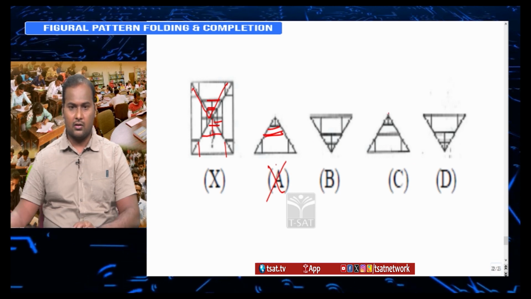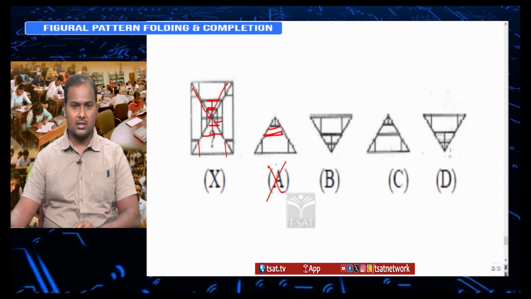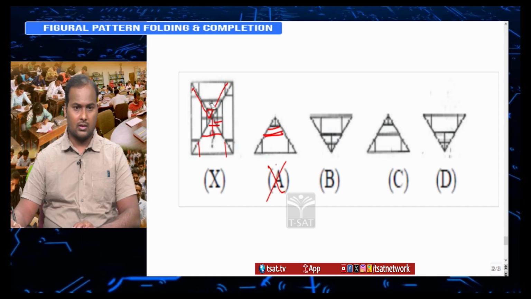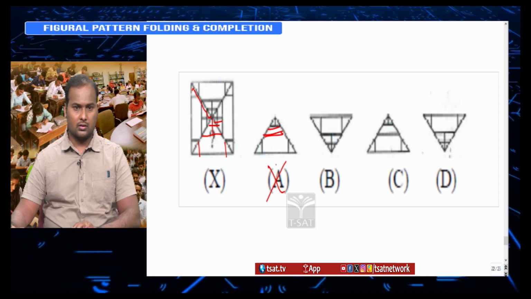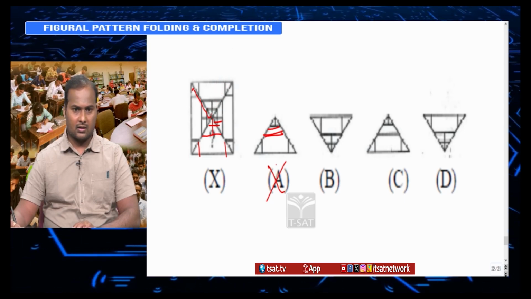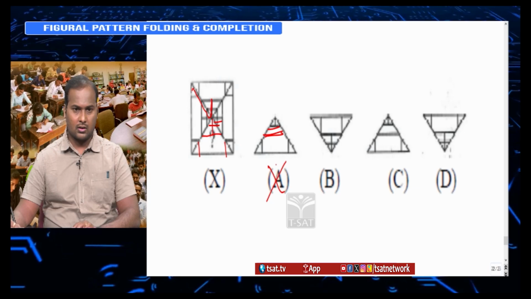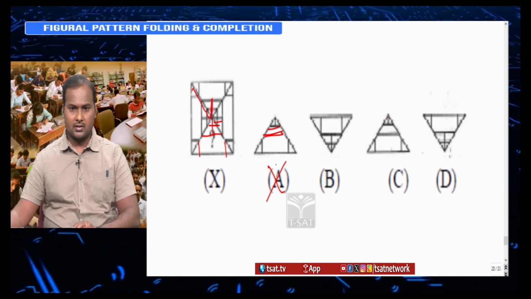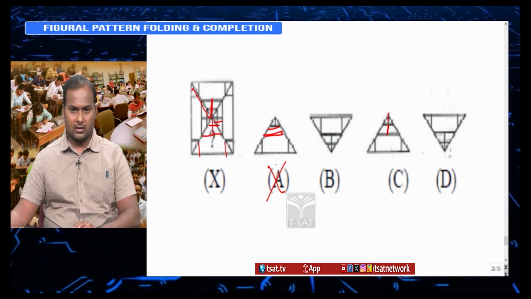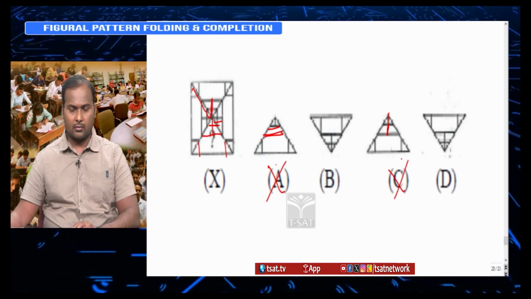The same way, you can see option C. In case of option C, the center line goes till the second line. The center line starts from here and goes to the center part. In this case, it is only here. It should travel this part also. So C cannot be your answer.